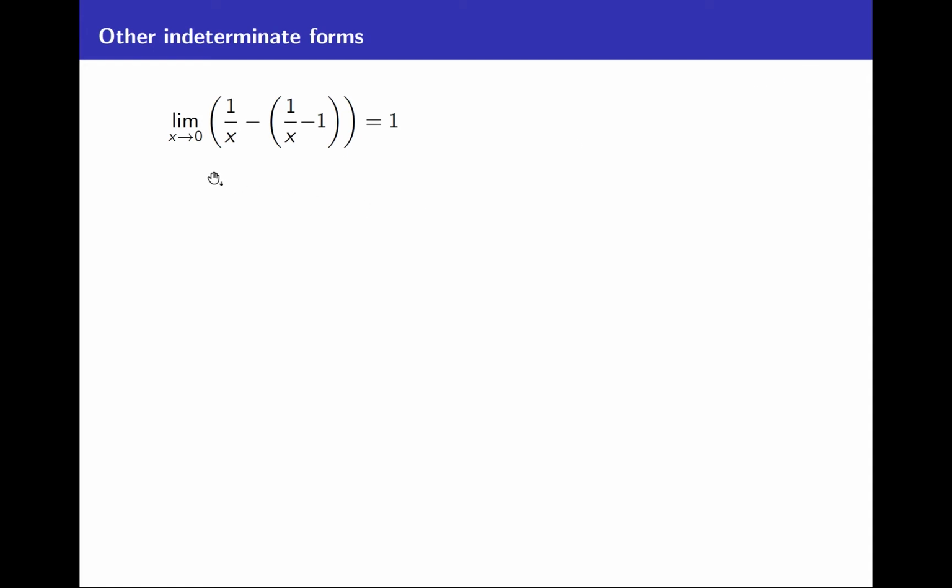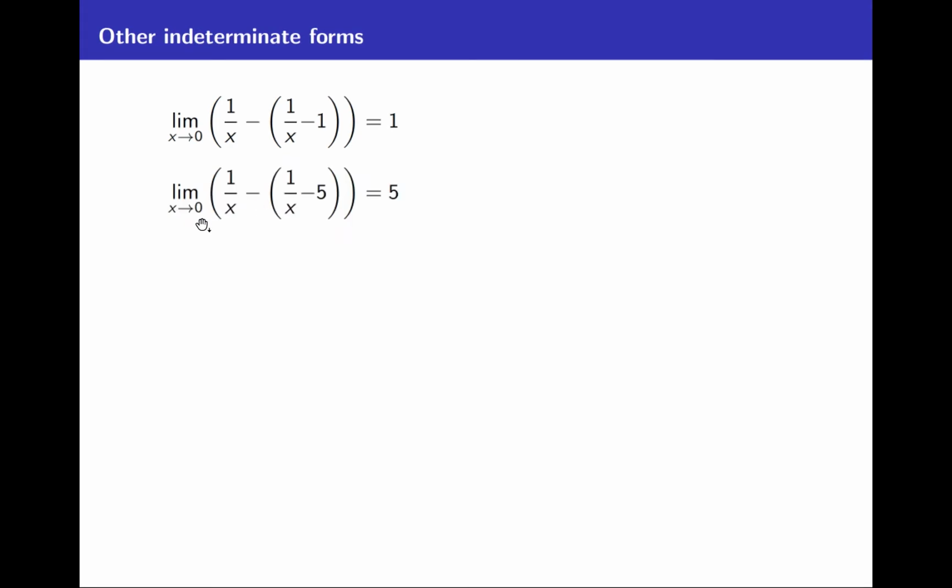To explain the first of these, consider the limit as x goes to 0 of 1 over x minus the expression 1 over x minus 1. This is intentionally simple. You can see that before evaluating the limit, if you distribute the minus 1 into the parentheses, you get 1 over x minus 1 over x plus 1, and so the limit of that just equals 1.